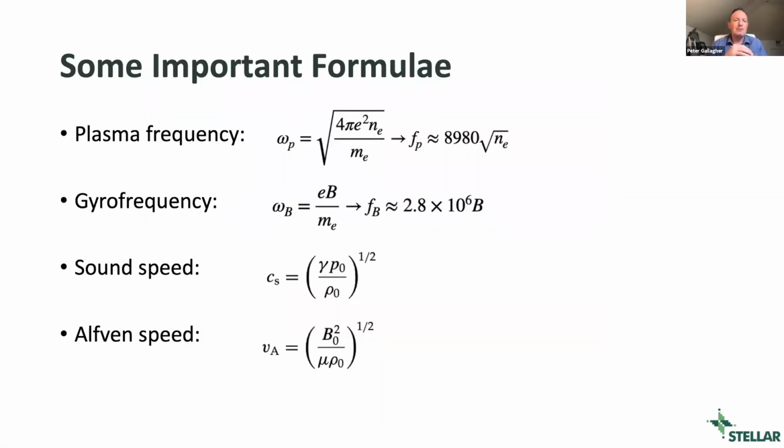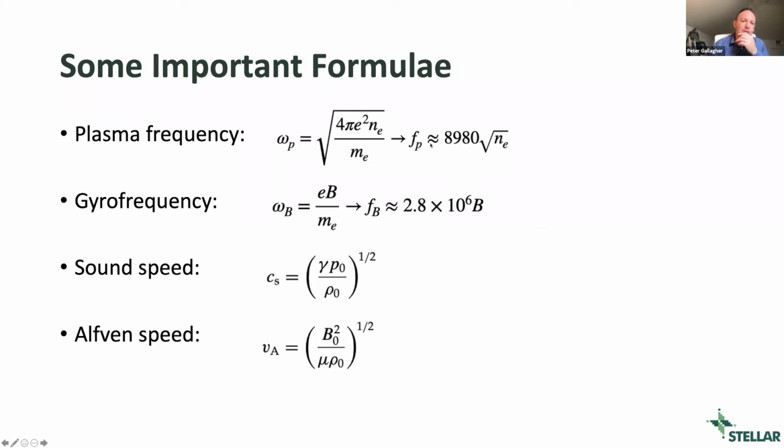And a couple of important equations that I will never forget, and nor should you if you're in this field, are the plasma frequency and the gyro frequency. So you should always remember that the plasma frequency is just 9,000 times the square root of the electron density. And Owen in his talk will talk in more detail about this, and also the gyro frequency as well.